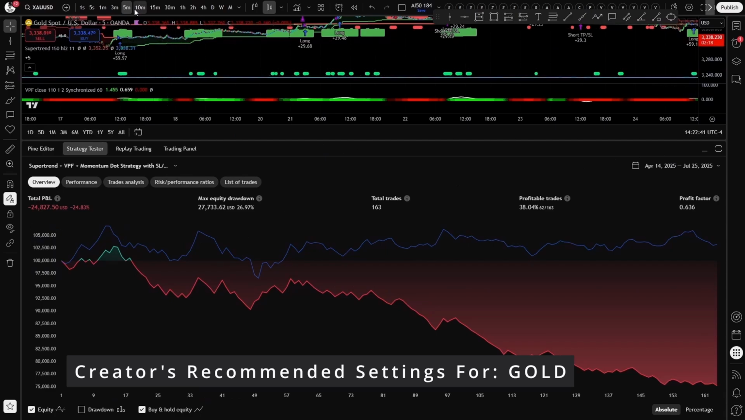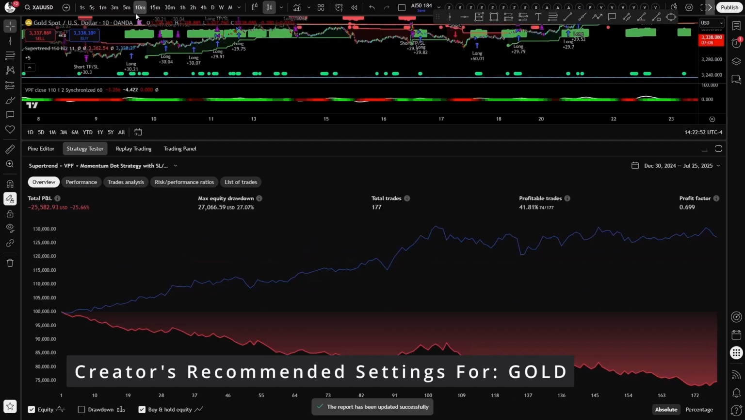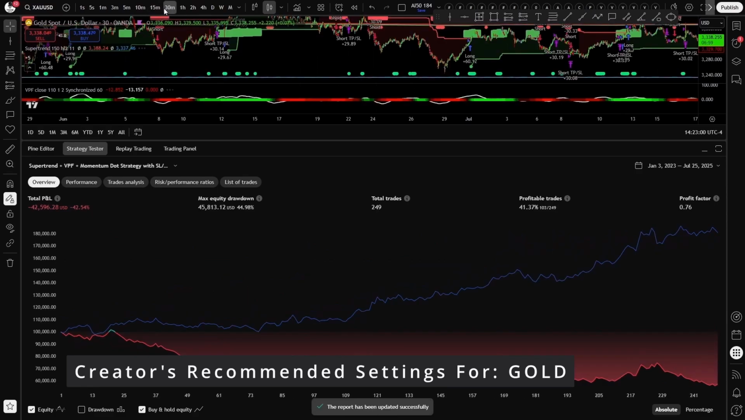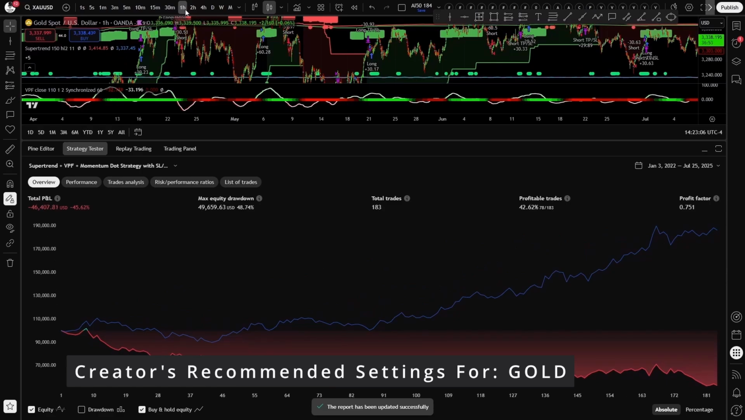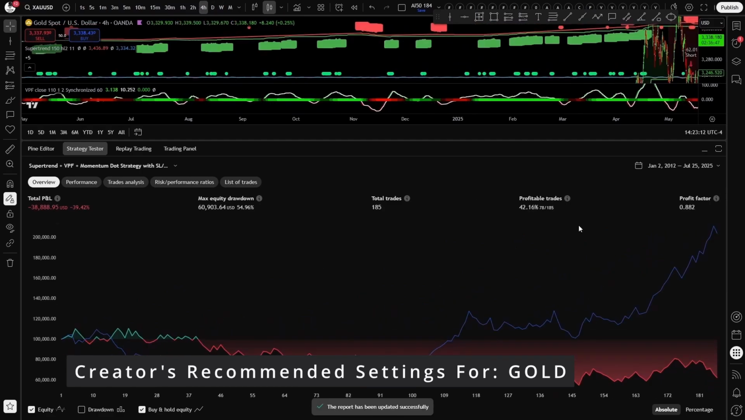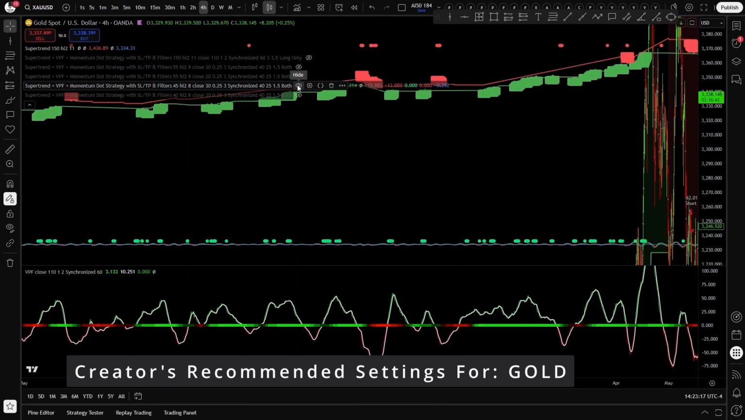Again, we are checking all of the time frames from 5-minute till 4 hour for the last 20,000 candles. On the 5-minute, the results are not good. On 10-minute, slightly better but still losing. 15-minute, better again but still losing. 30-minute, it's a bit worse and still losing. 1 hour, still losing. 2 hour, still losing. And the 4 hour is still losing. So the recommended settings for gold are not good either.